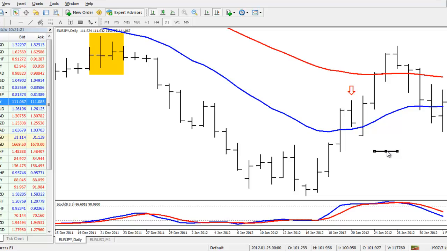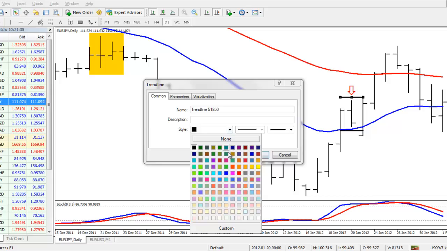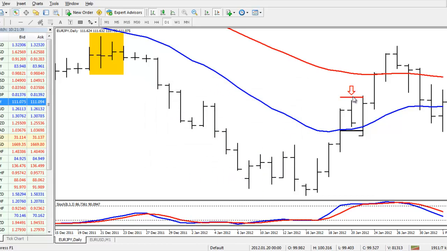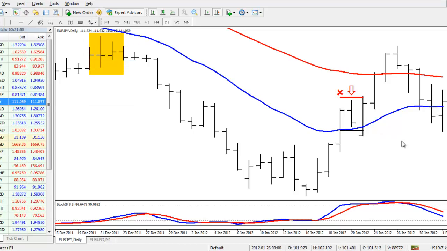We'd been looking to place a sell entry near this level here, and we'd have placed our stop loss just above. I'll just change the colour so you can see it more easily. But the red there identifies the stop loss, and the black line there identifies where our entry would have been. We'd have been triggered into the trade, and this would have been a losing trade.